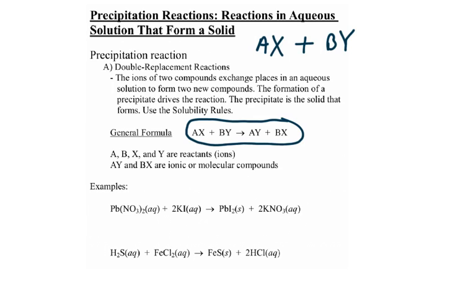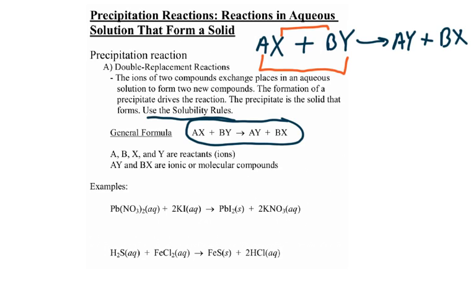The general formula is kind of like FOIL in math, in that the outers are going to get together and the inners get together. So A and Y, this metal and this nonmetal, will get together and form one compound. And then when the other two form, you need to remember that B is written first because it's the metal or the positive ion. So that one goes first, and that would be the second compound. Now, in order to determine if it's a precipitation reaction, we must use the solubility rules. On the following slide, I have some examples that fall under precipitation reactions.